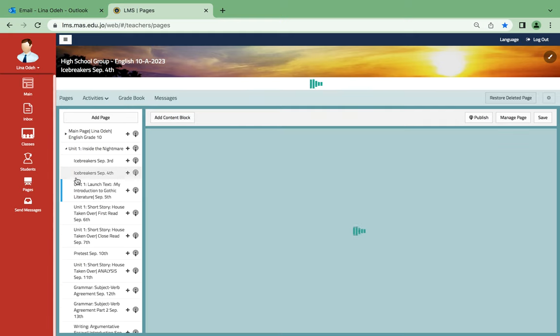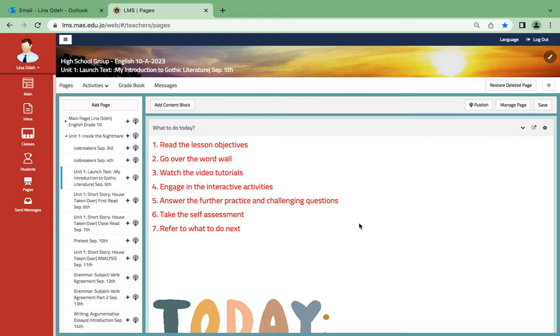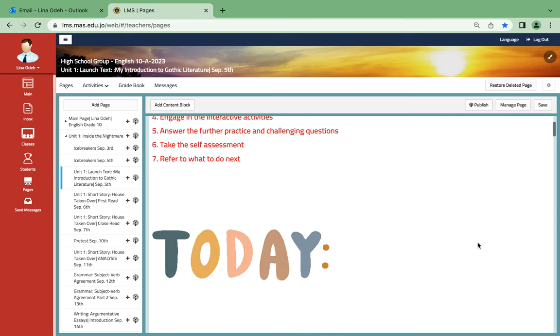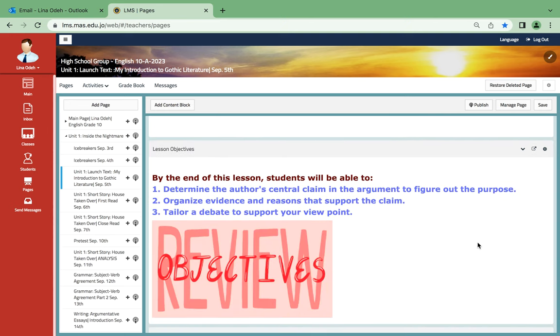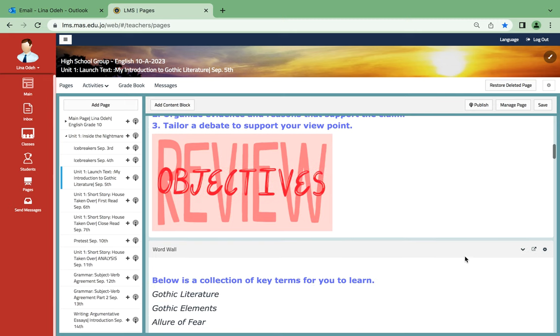As for the third day, which is the launch text, I'll be introducing the unit itself. Now, no time for jokes. It's Gothic literature, so I'm going to be starting with the lesson objectives. You will determine the author's central claim in the argument to figure out the purpose. You will organize evidence and reasons that support the claim. You will tailor a debate to support your point.